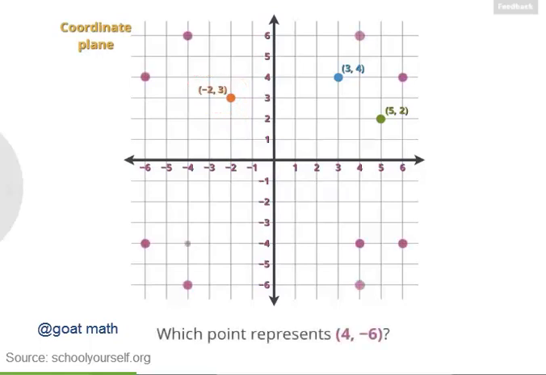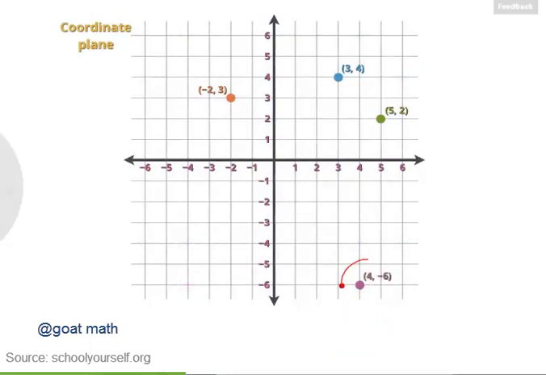Now which of these purple points represents 4, -6? Excellent. This point down here is 4, -6. Now this horizontal number line is often called the x-axis, so let's label it with an x. And the vertical number line is called the y-axis, so we'll label it with a y. The first number in a point's label is called the x-coordinate. So the x-coordinate of this point down here is 4.